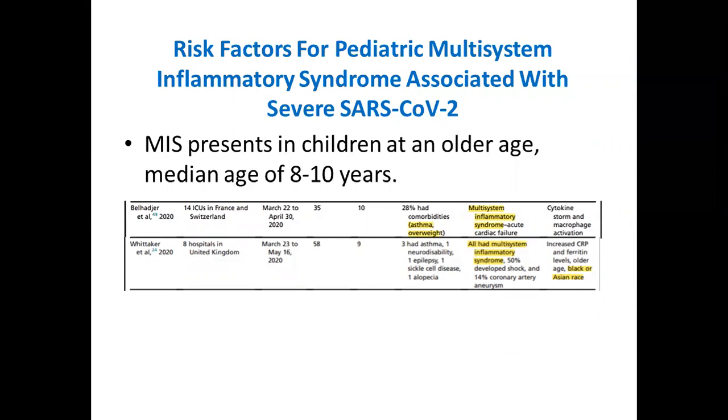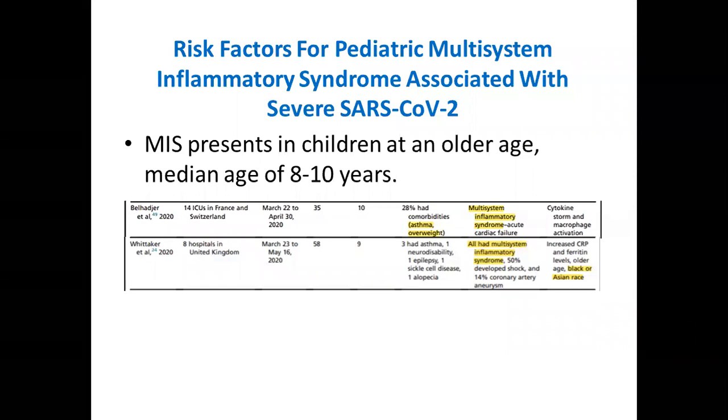Most of the studies to date have reported that children having MIS present at an older age, unlike those having severe COVID, with a median age of 8 to 10 years. In a retrospective study of 35 children with MIS admitted to the ICU in France and Switzerland, comorbidities were present in 28% of the children. This includes asthma and being overweight.